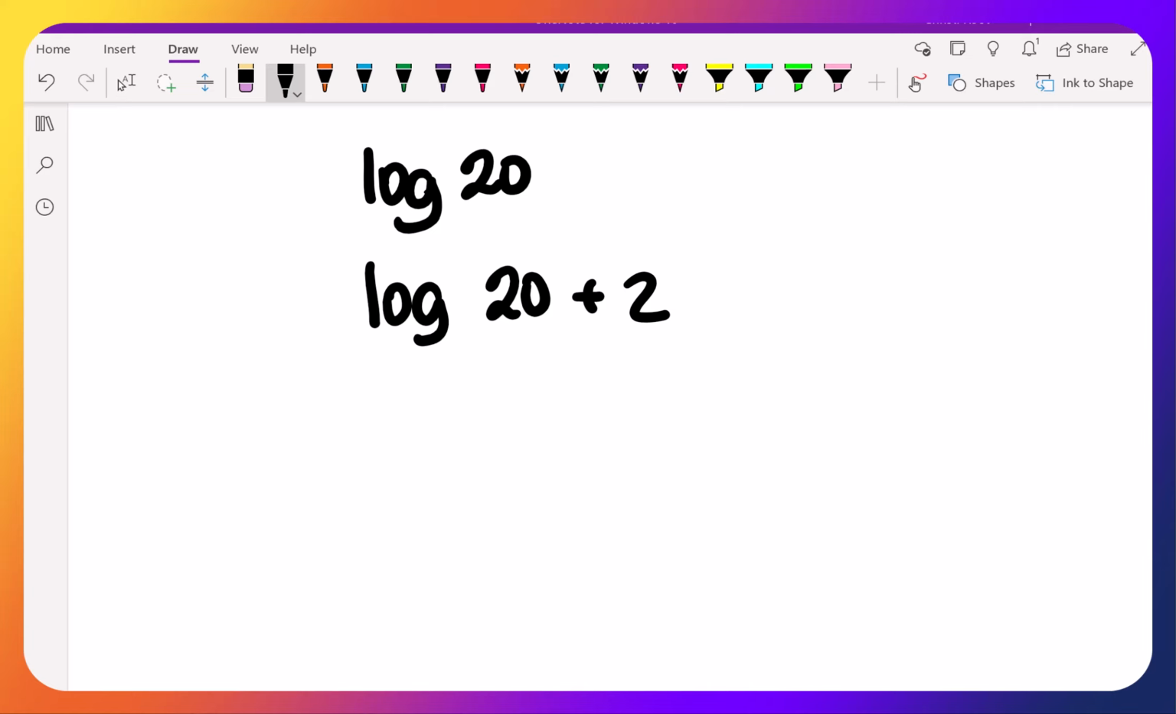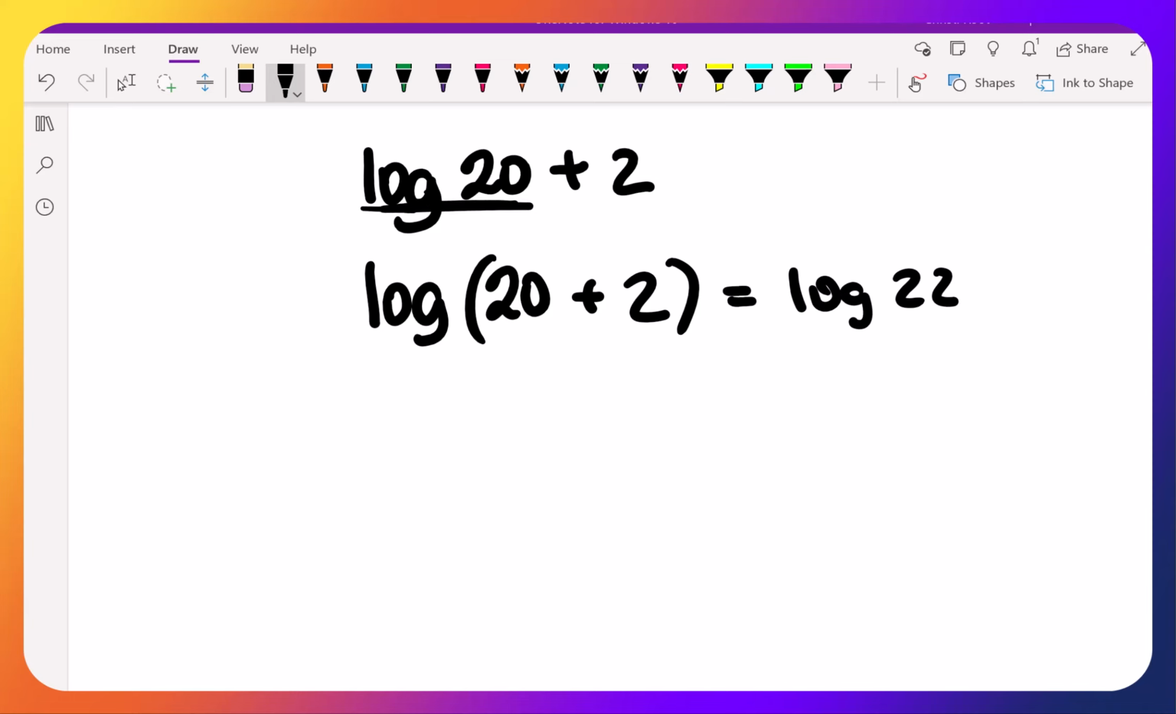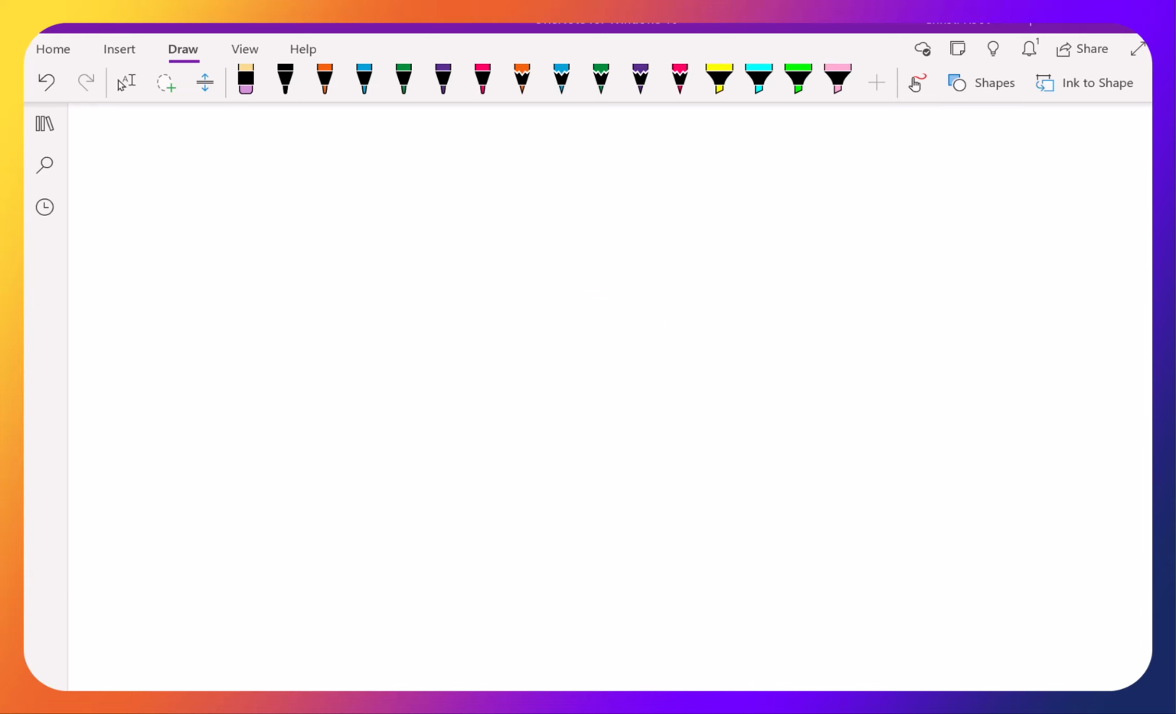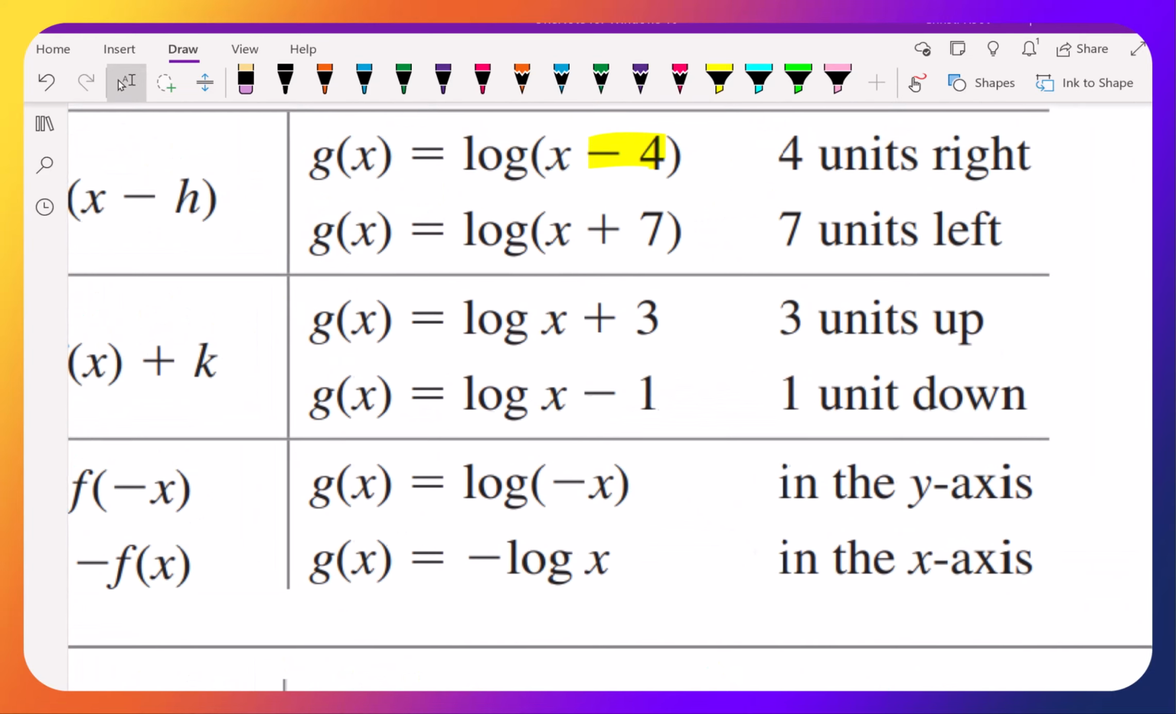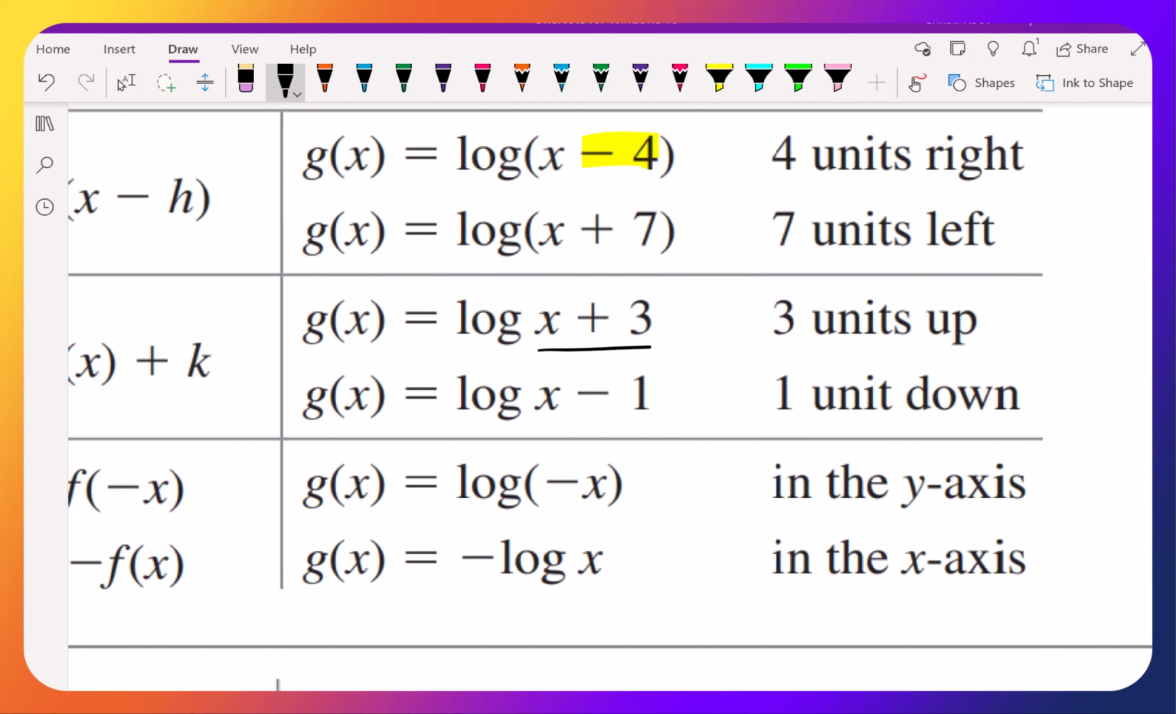This means, okay, let me show you the difference. This one is equal to log of 22. This one is the log of 20, then you have to add 2. So they're going to be 2 different things. So if something's affecting the x, it has to be in parentheses. So see how that's not in parentheses right here? That is not affecting the x. It's affecting the function. So that's the difference between those 2.